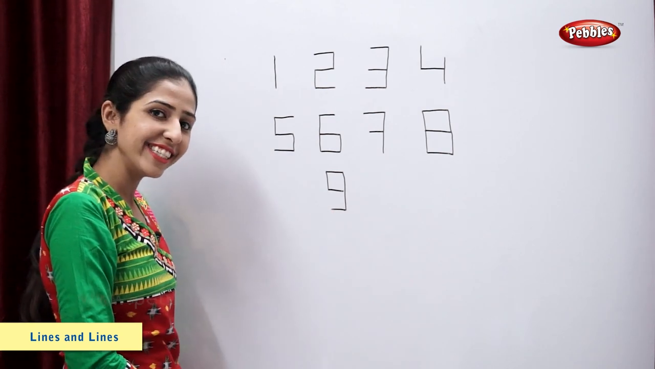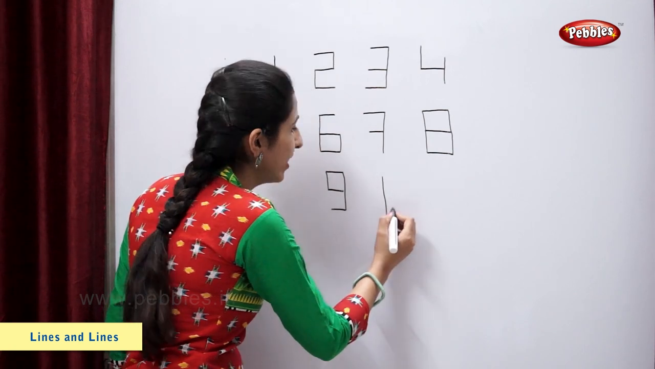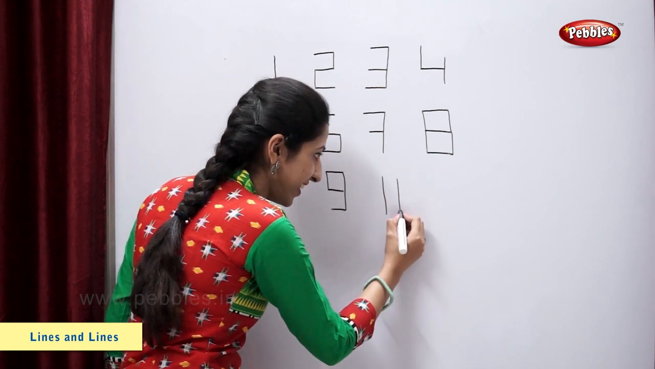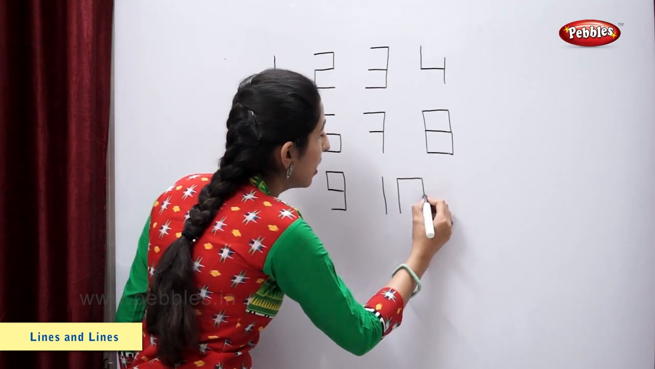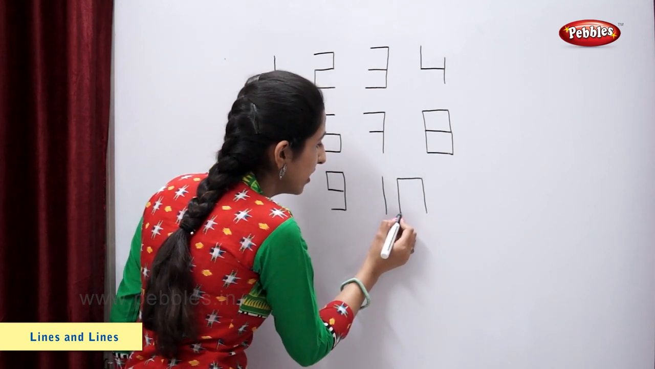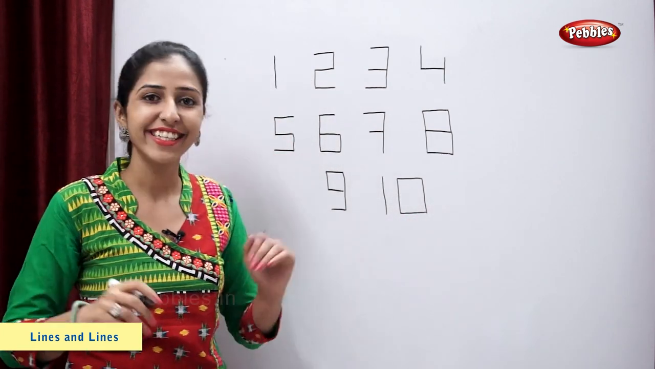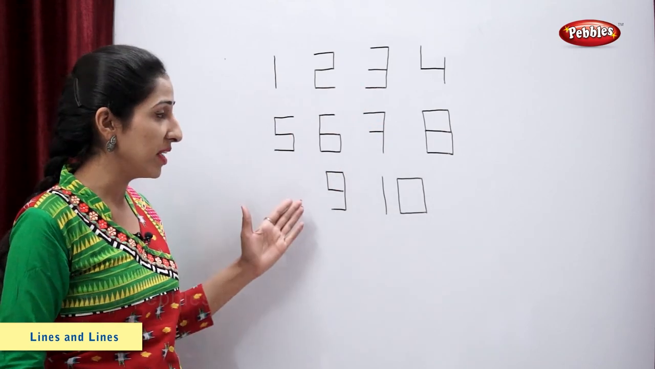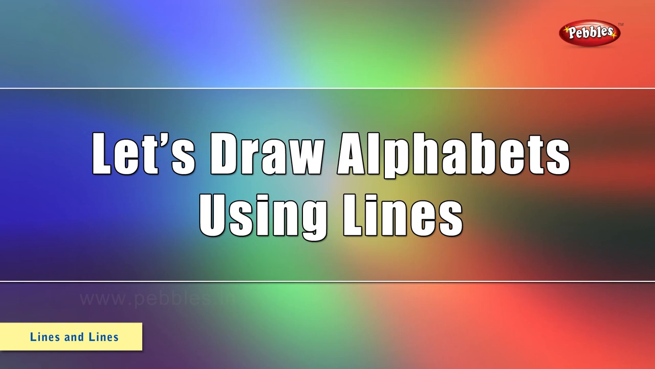Number 9. Standing line, standing line, sleeping line, a standing line, a sleeping line. Number 10. So these are numbers using lines. Now let's draw alphabets using lines.